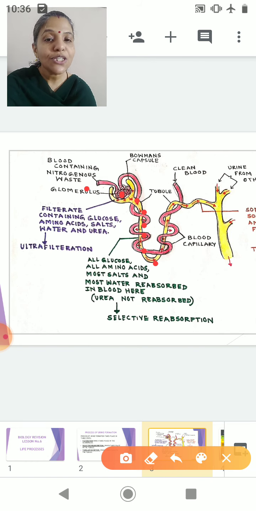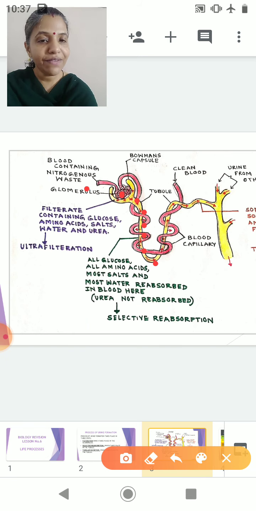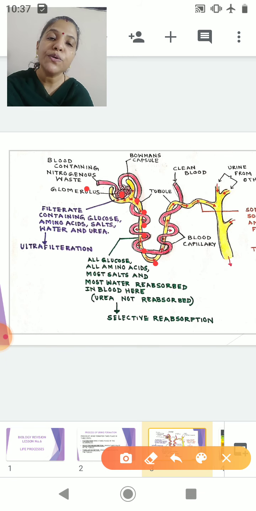Because of the process of selective reabsorption, the volume of the urine is going to decrease, because we are going to take something from that filtrate. It is a filtrate which is going to form the urine. We are taking something from the filtrate. So what will happen to the volume? The volume will decrease. So for selective reabsorption, which is taking place in the tubular part of the nephron, here all glucose, amino acids and salt and most water is reabsorbed into the blood.